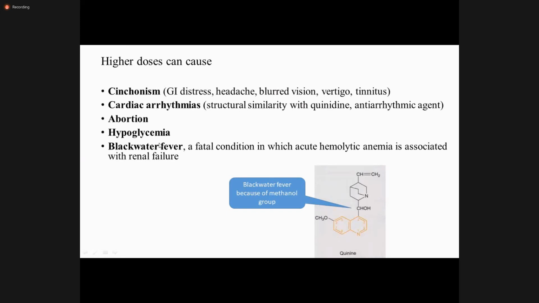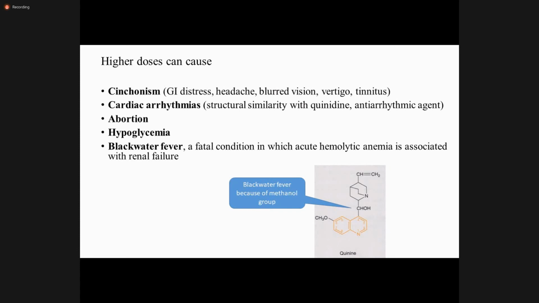But the hallmark of the side effects of this drug is blackwater fever. This is a fatal condition, which happens due to hemolytic anemia. So when we give this drug, the hemolysis reaction is very quick, and this hemolysis puts load onto the renal or kidney tissue, and it may result in renal failure. So in resistant cases we can give quinine, but we have to keep in mind that this drug may cause a serious reaction like blackwater fever. So this is important from the side effect point of view.